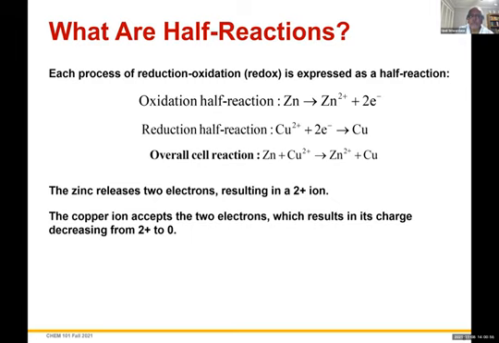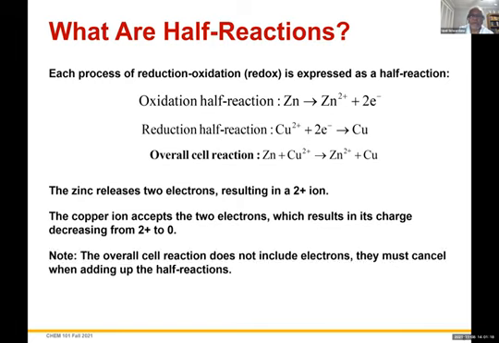Zinc plus 2 is the oxidation state, which is the charge on the ion. It turns from 0 to +2. Copper goes from +2 to 0. Net, 2 electrons are transferred.